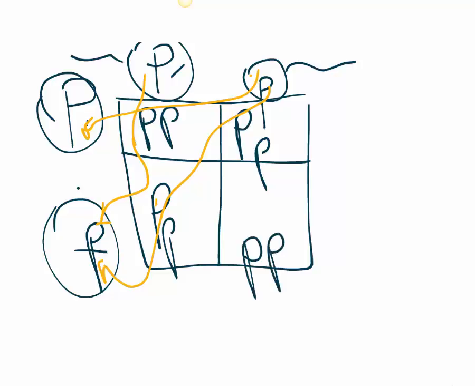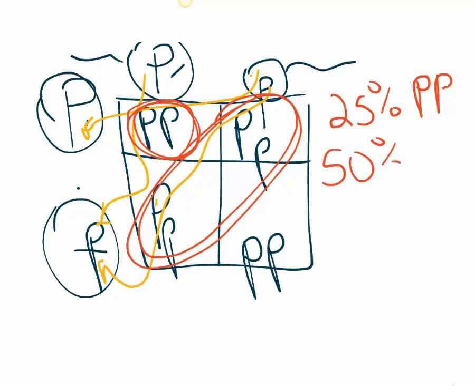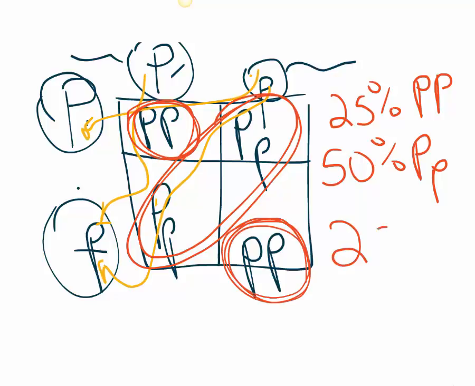So in analyzing your genotypes, on the right side of your example for number 1 on your worksheet, it tells you to list the genotypes. So the genotypes in this example: 25% are going to be big P, big P. And 50%, 2 out of 4, are going to be big P, little p. And 25% are going to be little p, little p.